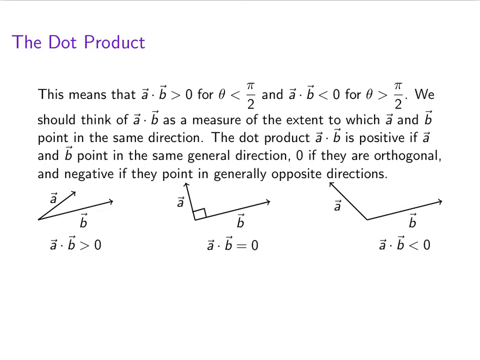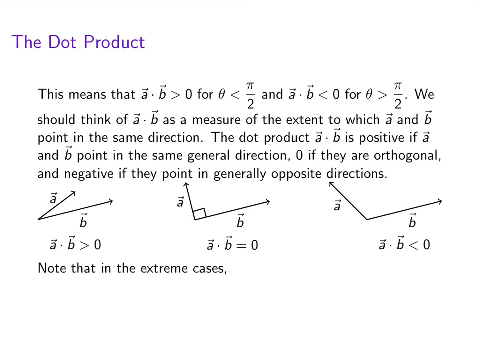Here's the picture that we'll have in mind. A dot b is positive when the two vectors point generally in the same direction. A dot b is 0 when the two vectors are orthogonal. A dot b is negative when the two vectors point in generally opposite directions.